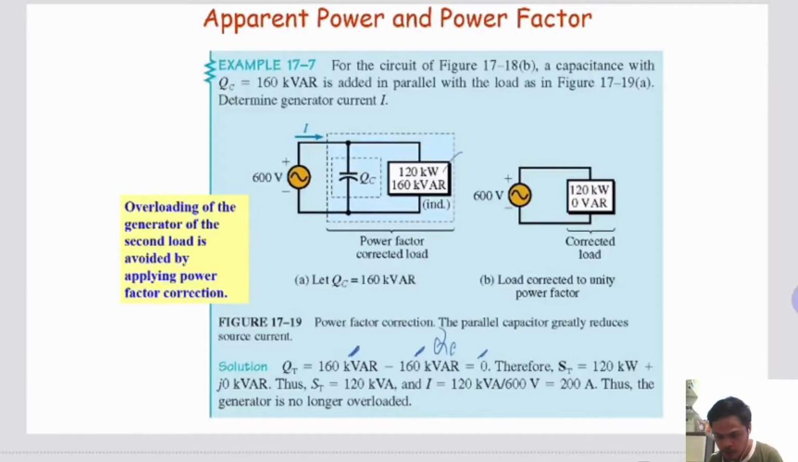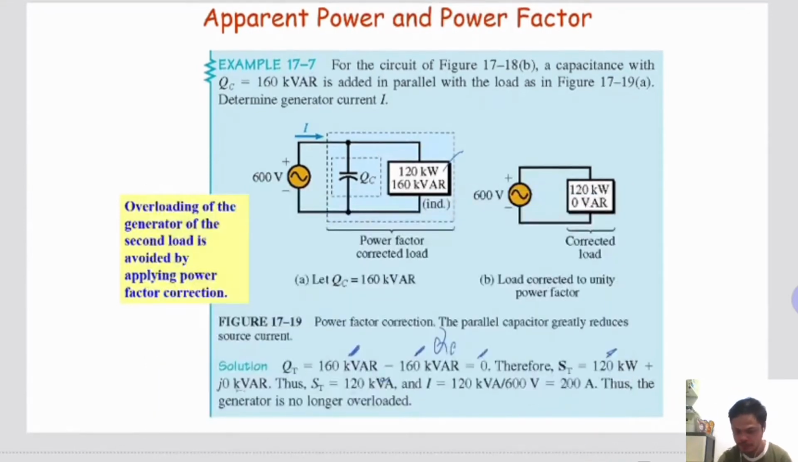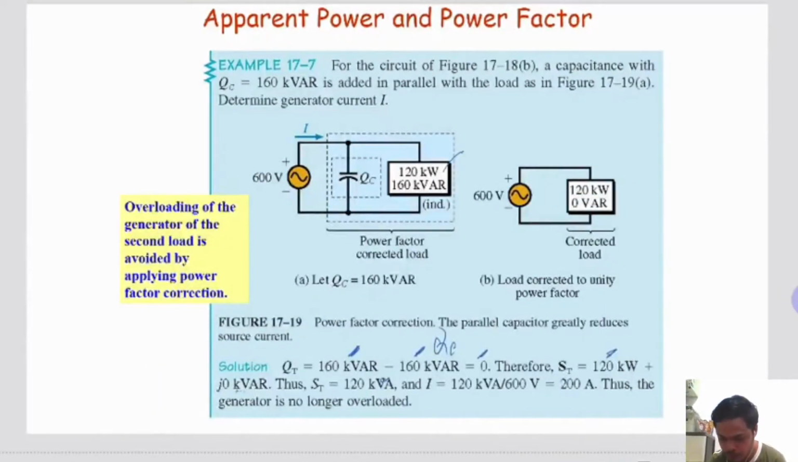120 kW plus, here we don't have additional real power or average power, so therefore we have 120. The total apparent power is 120 plus 0 kVAR. So thus we have 120 kVA. To compute for the current, we just divide this by the voltage across. So 120 divided by 600 gives 200 amperes. Thus, the generator is no longer overloaded.